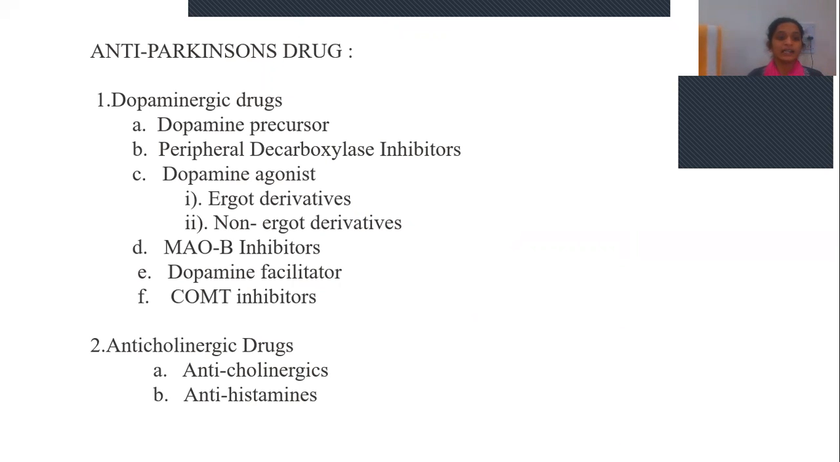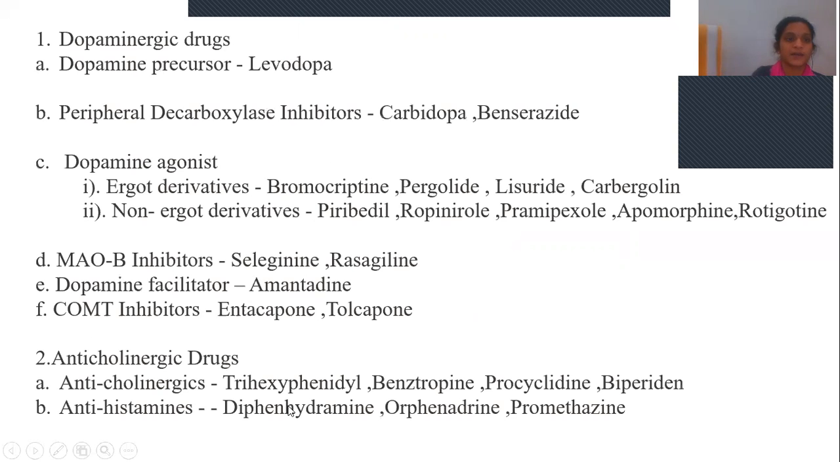So coming to these anti-Parkinson's drugs, here is a list of dopaminergic drugs. In that, dopamine precursors, peripheral decarboxylase inhibitors, dopamine agonists. Again, in that, ergot derivatives, non-ergot derivatives, MAO-B inhibitors, dopamine facilitator, COMT inhibitors. And anticholinergic drugs include anticholinergics and antihistamines.